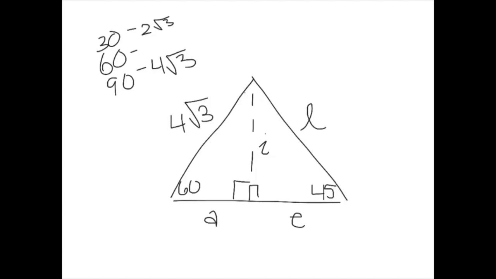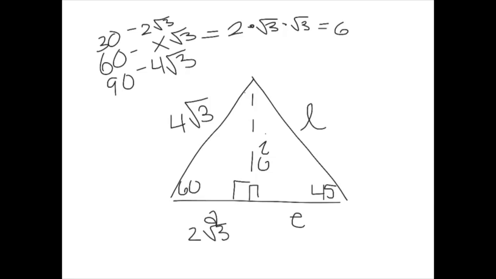And since what is across from 60 is x radical 3, that would have to be 2 times radical 3 times radical 3, which would equal 6. So a would be 2 radical 3, and i would have to be 6. Since this triangle over here is an isosceles, e would also have to be 6, and l would have to be 6 radical 2.